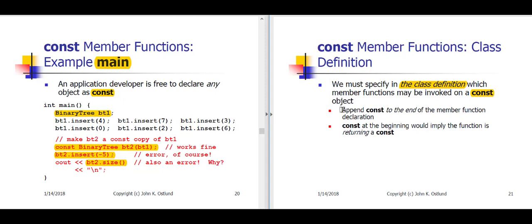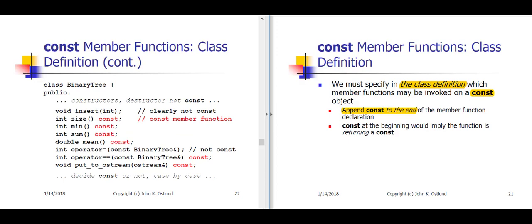And the syntax for doing this is a little bit peculiar. What we have to do is to append the word const at the end of the member function declaration in the class definition. So that's shown here on slide 22. Here's our class definition, which is in a header file, almost certainly. Now, it's not possible for any constructor or destructor to be const. Obviously, a constructor that is building a binary tree or a destructor that's destroying a binary tree, these things are necessarily modifying the binary tree, and so they cannot be declared const.